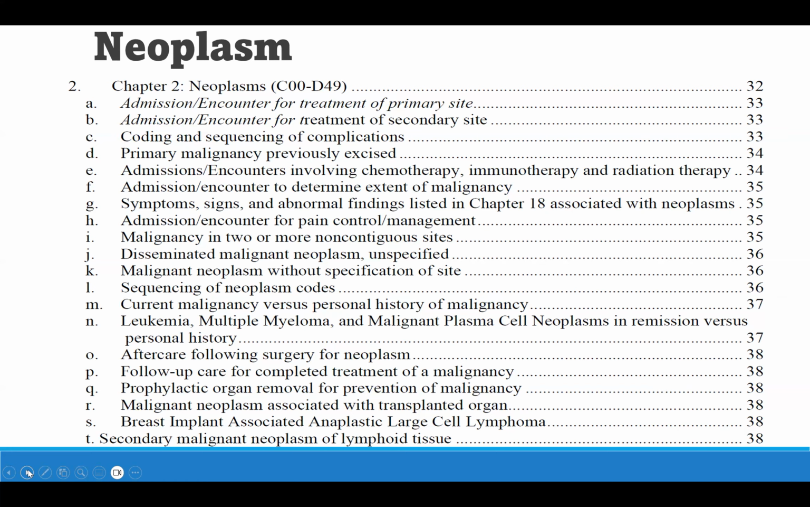So, you can see for neoplasm, there are one or two chapters that have no chapter specific instructions, but most of them do. And neoplasm has a fair amount. So this is from the table of contents for the official guidelines of coding and reporting, chapter specific instructions. And you can see there are ample instructions here.